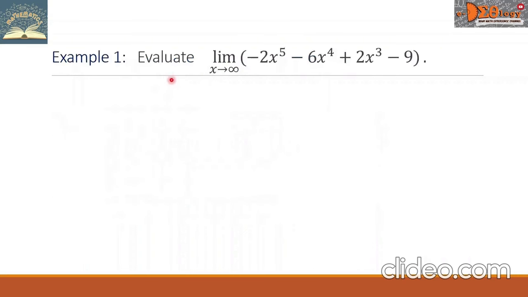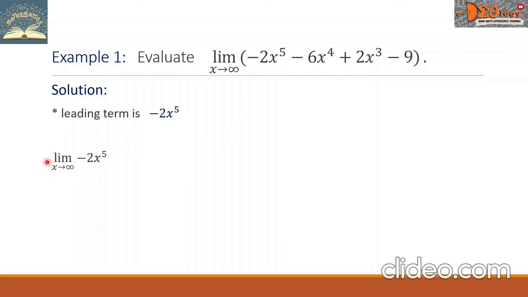Example 1. Evaluate the limit of the polynomial negative 2x power 5 minus 6x raised to 4 plus 2x cubed minus 9 as x approaches infinity. Let us identify the leading term. The highest exponent here is number 5 with the term negative 2x raised to 5. So this is the leading term.